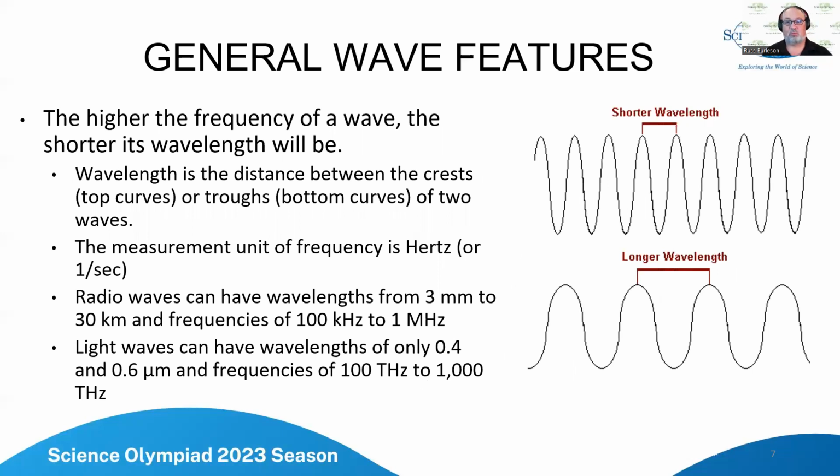Now let's talk about what frequency means. Frequency is the inverse of the time that it takes for an entire wavelength to pass. The time an entire wavelength takes to pass is called a period. Okay. And 1 over that, or the inverse of that, is the frequency.